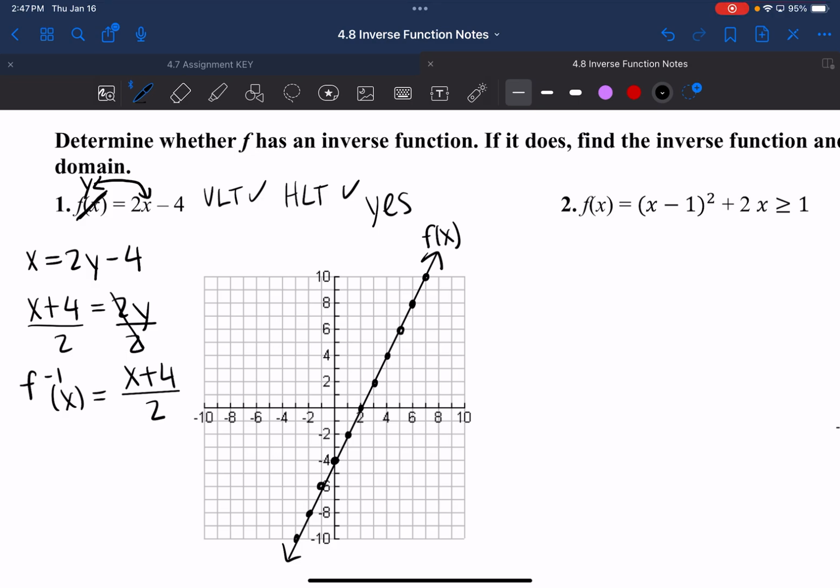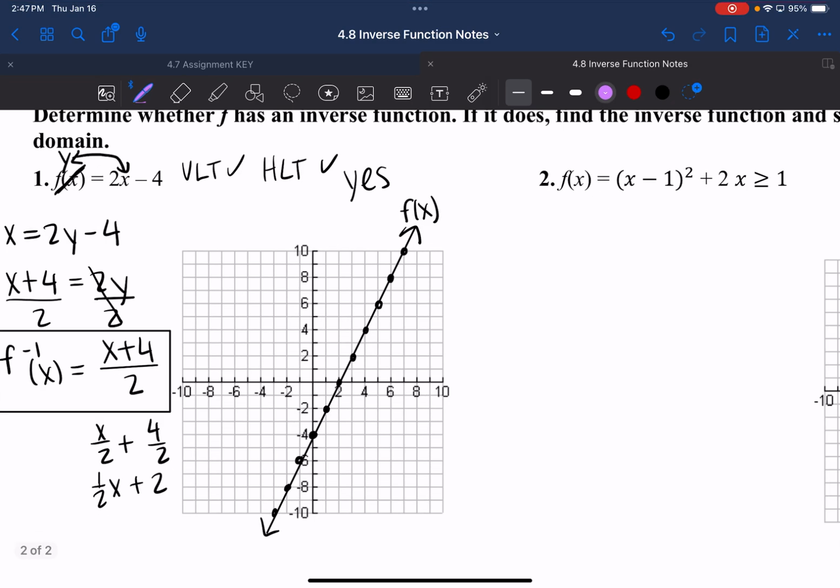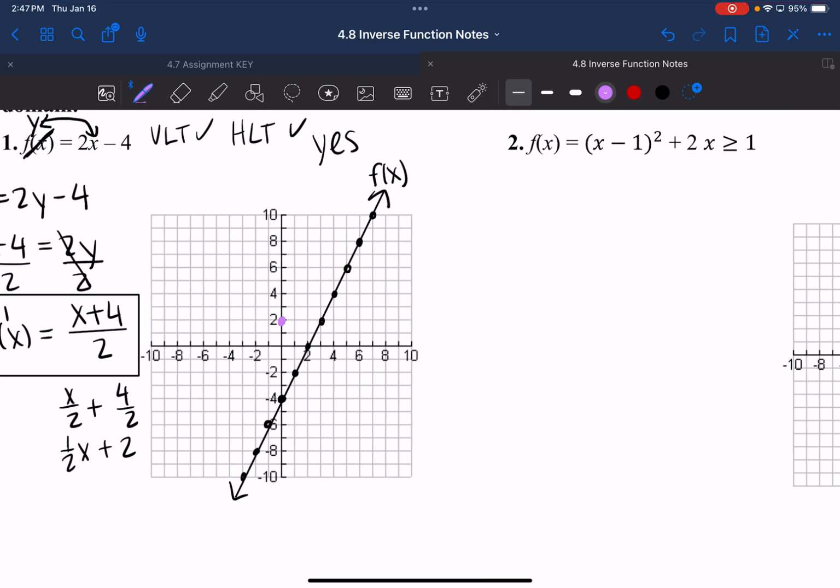Okay, so if I'm unsure of what this looks like, I can always graph that. Remember, if you want to graph it, you can split that fraction up. You could also write this as x over 2 plus 4 over 2, right? Which would be the same as 1/2 x plus 2. So if you wanted to graph it, you absolutely could. You would have a y-intercept of 2 and a slope of 1/2. So it would look something like this if I were to graph it.